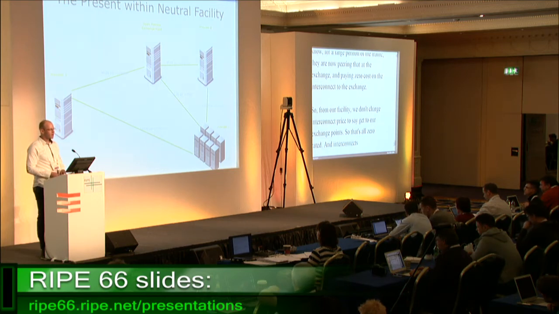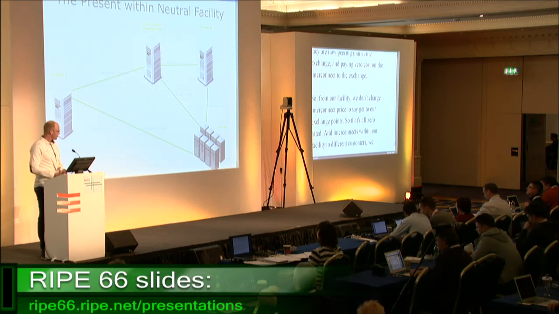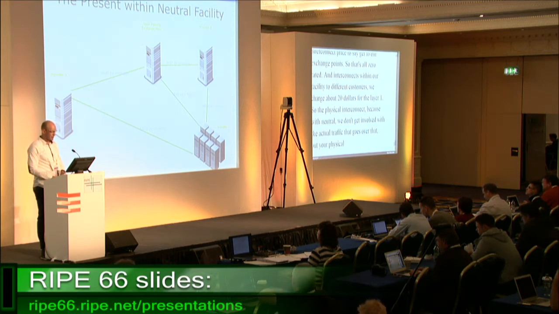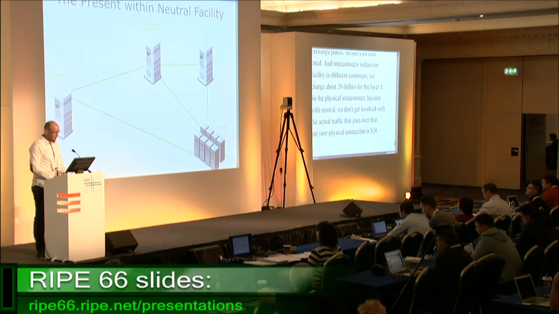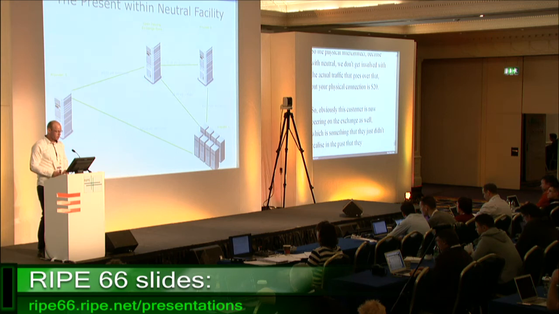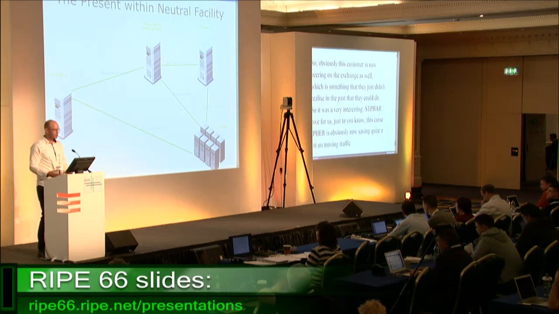Interconnects within our facility to different customers, we charge about $20 for the layer 1, so the physical interconnect. Because we're neutral, we don't get involved in the actual traffic that goes over that, but your physical connection is $20. Obviously this customer is now peering on the exchange as well, which is something that they just didn't realize in the past that they could do. It was a very interesting scenario for us. This customer is now saving quite a bit on moving traffic between their two different platforms.